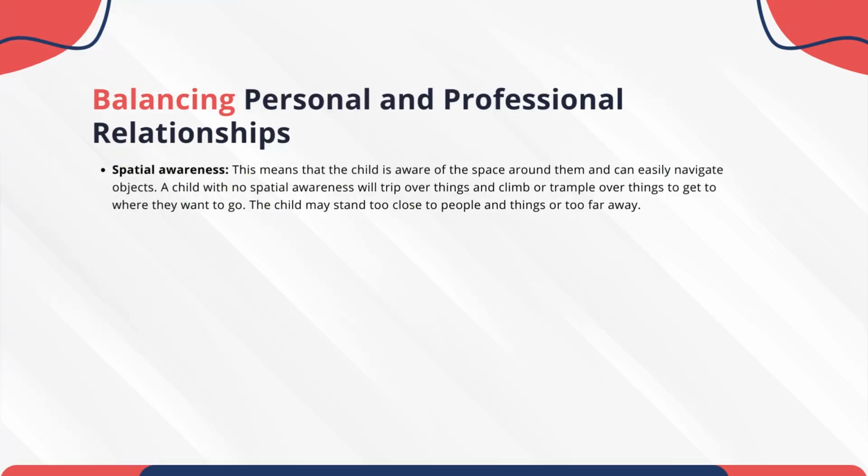Spatial awareness. This means that the child is aware of the space around them and can easily navigate objects. A child with no spatial awareness will trip over things and climb or trample over things to get to where they want to go. The child may stand too close to people and things or too far away.